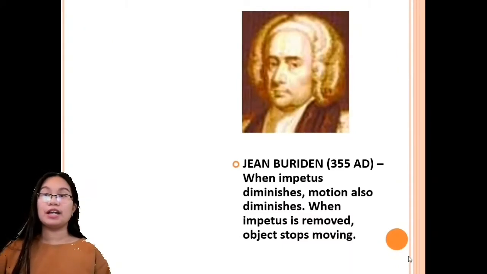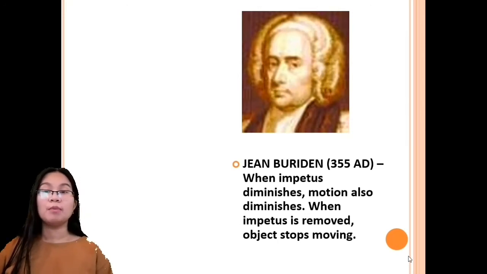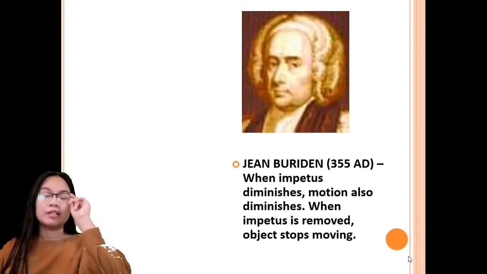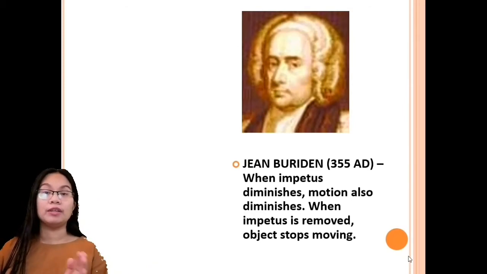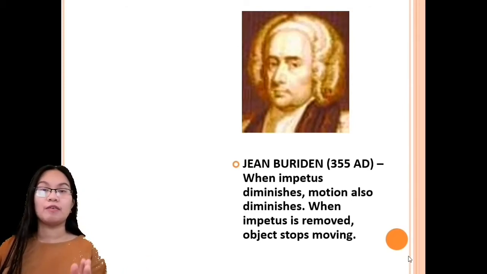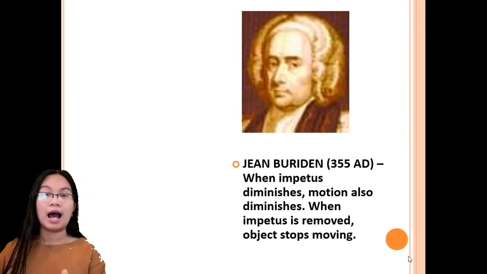Okay, we also have Jean Buridan, who said that when impetus diminishes, motion also diminishes. And when impetus is removed, motion will stop, or the object will stop from moving. For example, you have an object and you try to move it. Then when you stop exerting the impetus or the force, automatically the object will stop moving. That's how Jean Buridan explained motion before.